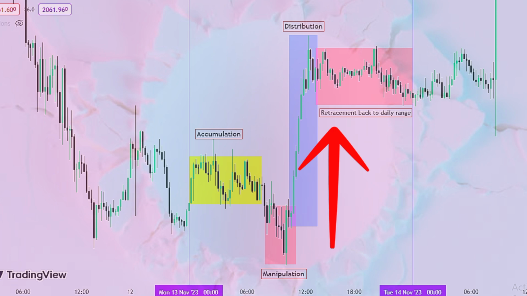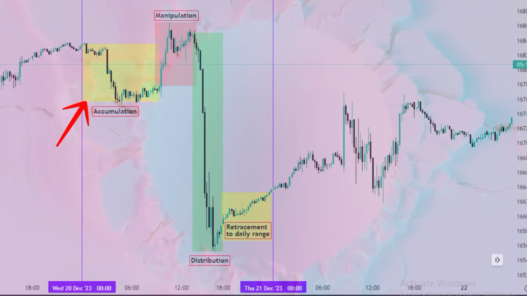ICT power of 3 in a bearish market. On a bearish day, prices accumulate near the opening price of the day. As we discussed earlier, smart money accumulates their sell positions in this area, and after that they manipulate retail traders by a sharp bullish move above the open price, engineering the liquidity and targeting any old highs.